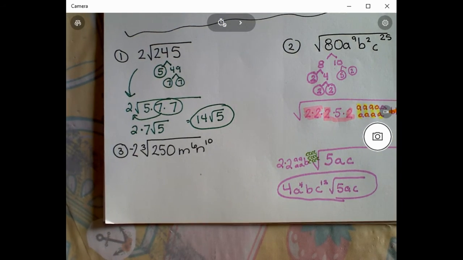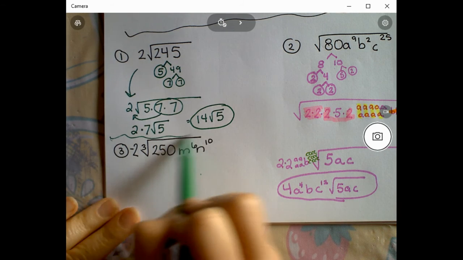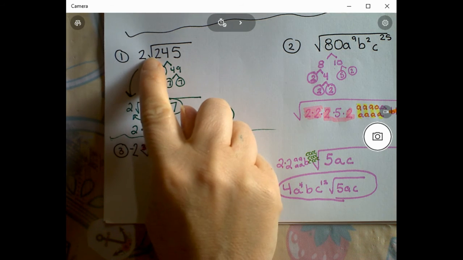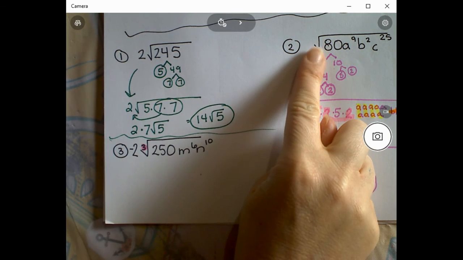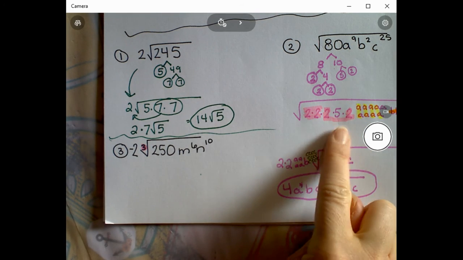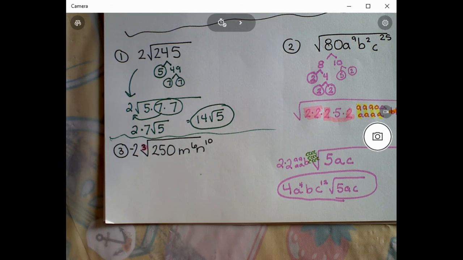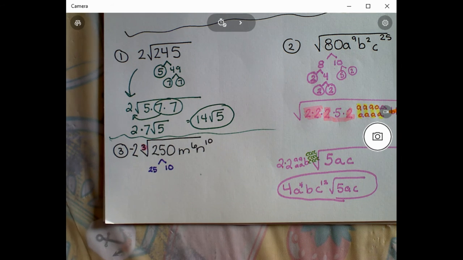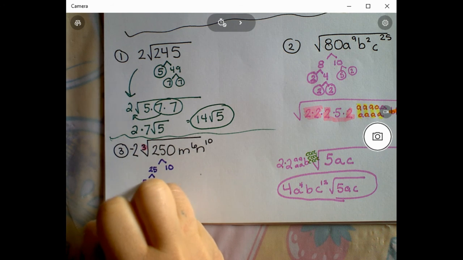Number 3, one slight difference here, and that is that we have a 3 right here. When you have a 3 there, or any number, that tells you how many are in a group when you pull it out. So here we had nothing. That means there's an implied 2. So we pulled out groups of 2 of the same. This time we're going to do groups of 3. 25 is the same as 250. 25 times 10. And I'm just doing prime factorization here.